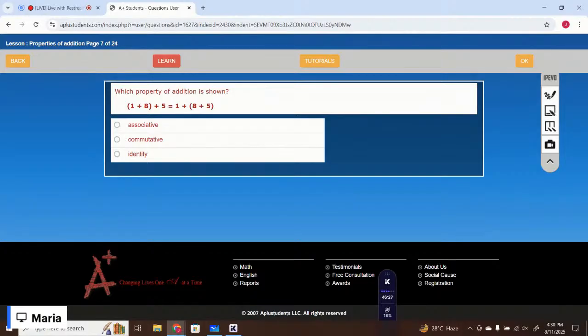Which property of addition is shown? 1 plus 8 plus 5. Which property of addition is shown?